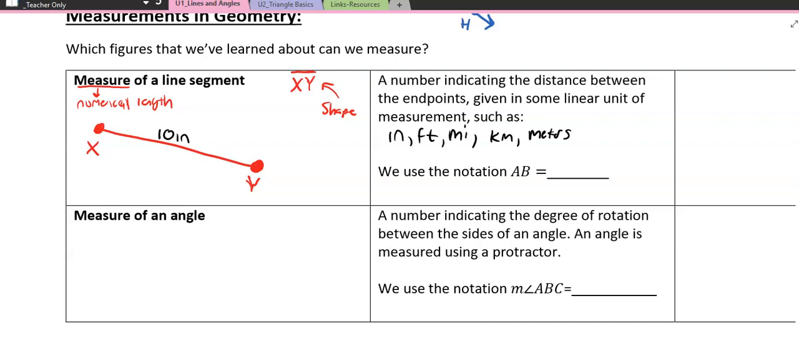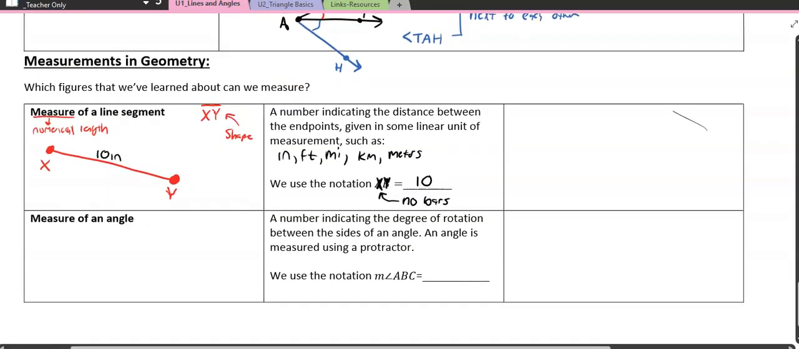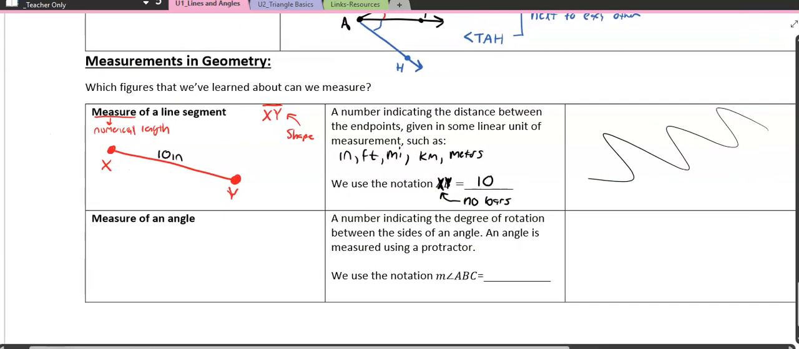So the notation we want to use here is, in my drawing, XY. We would say XY is equal to 10. And notice the biggest difference here is that there are no bars. We're not writing a bar above it because we're not talking about the shape. We're talking about the distance between these two endpoints. So that's some of the most important things we want to look at in this example. There's actually nothing to write over here because I already drew it on the left-hand side.